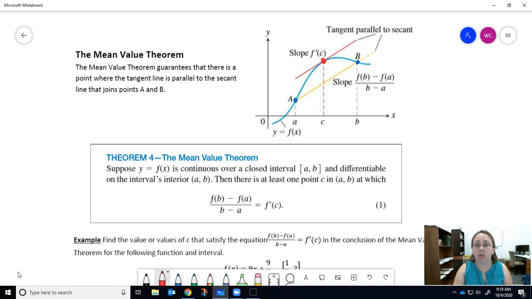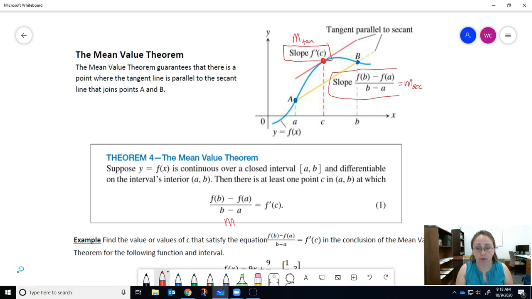where the tangent line at C has the same slope as the secant line. So you can see here, this is the slope of the secant line, call it M sec. And then we have the slope of the tangent line. So the mean value theorem says, as long as f is continuous from A to B, then there is a point between A and B so that the slope of the tangent line is equal to the slope of the secant line. And in the formula, that would be this here.